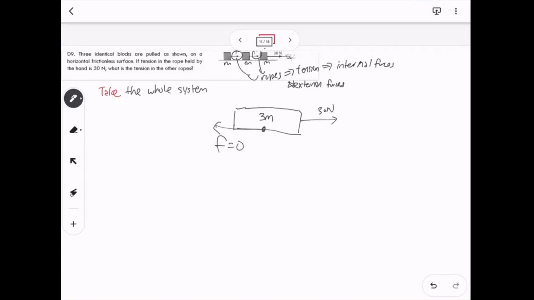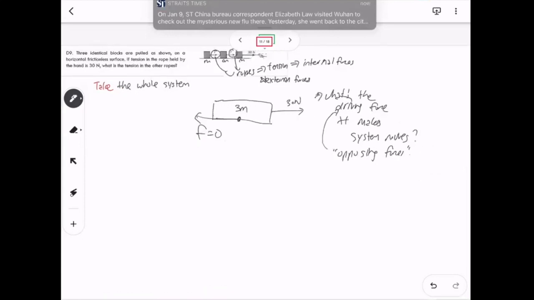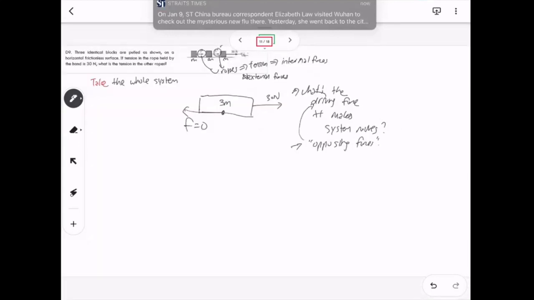So as of now, in summary, the trick to solving this question is, first, look at everything as one big system. Lump all the masses together. Number two, look at the external forces. Ask yourself these two questions, pen them down if you want. What's the driving force that makes the system move? Then also ask yourself, in addition to this driving force, what are the opposing forces? These two questions will allow you to easily identify the external forces on the system.